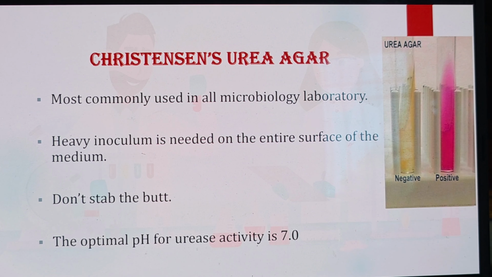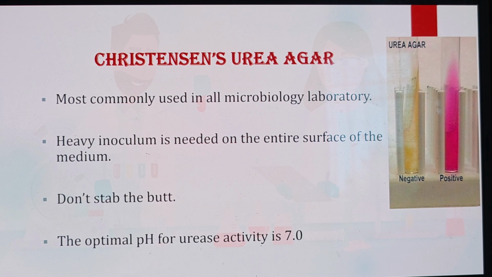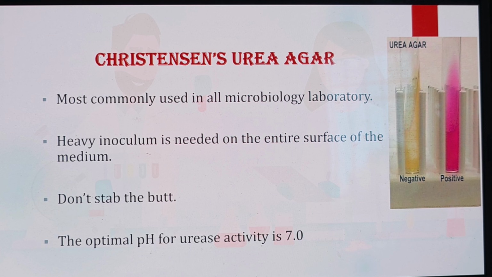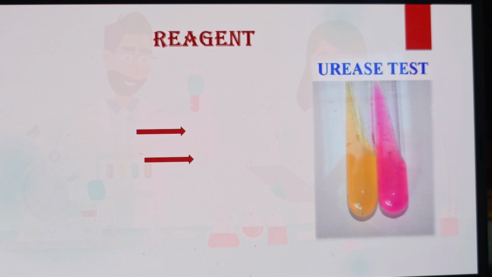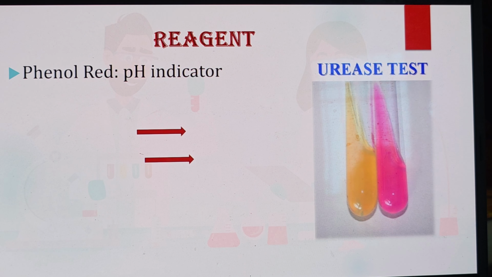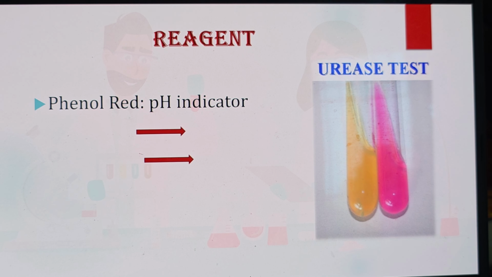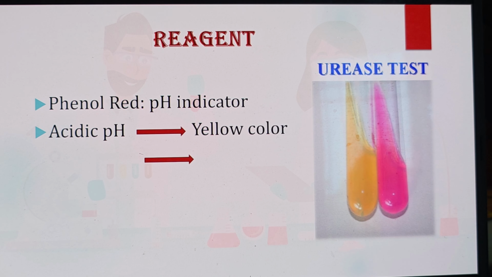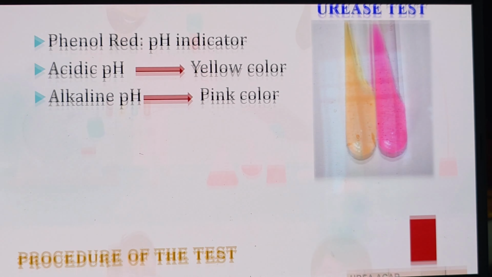Heavy inoculum is needed on the entire surface of the slope of the media. Do not stab the butt. The optimal pH for urease activity is 7. The reagent is phenol red, which acts as the pH indicator, as I have told earlier. In acidic pH, the phenol red indicator is yellow in color, and in alkaline pH it turns to pink color.